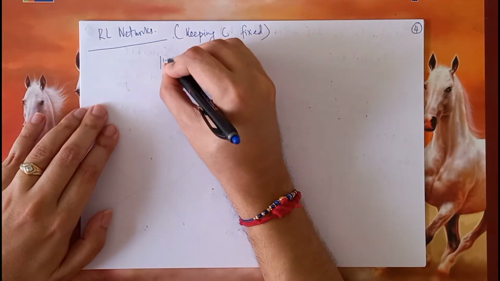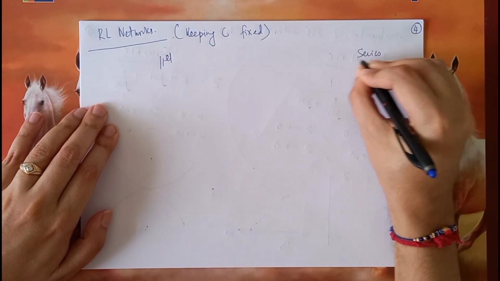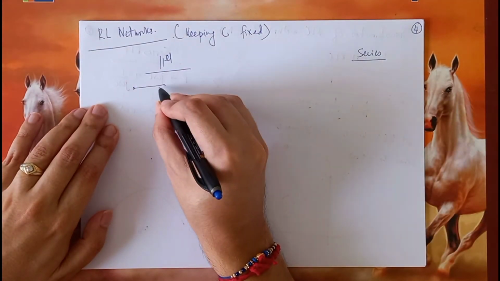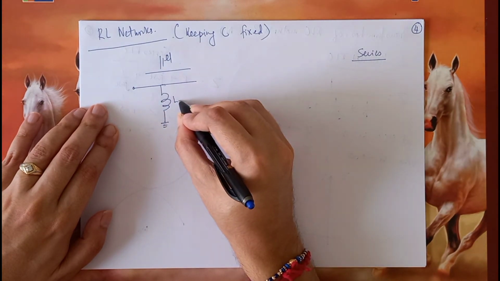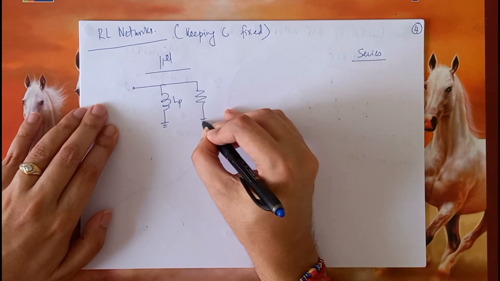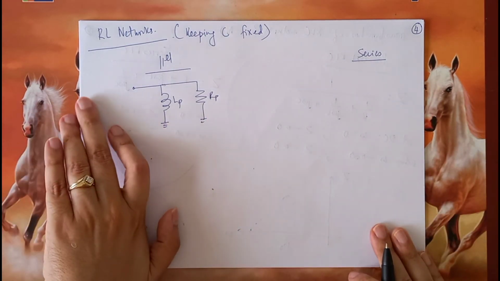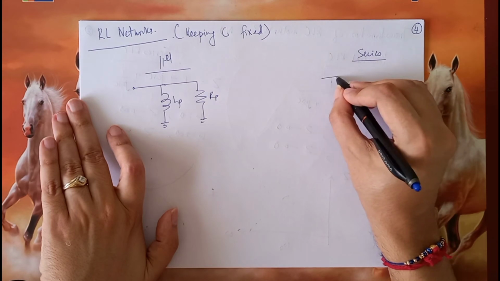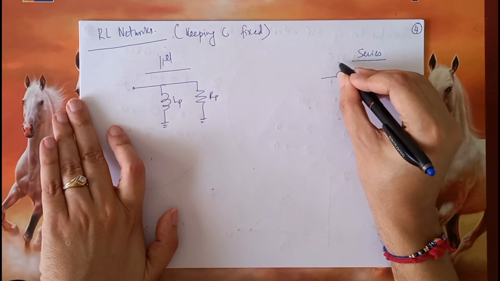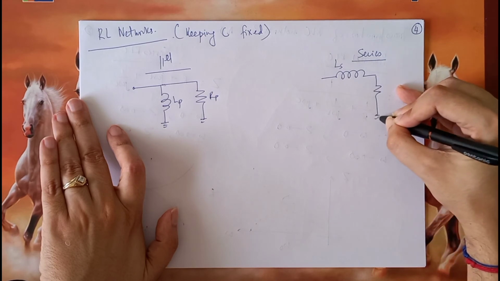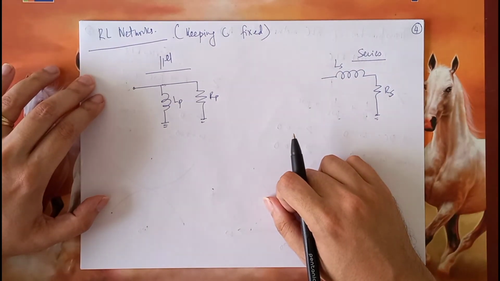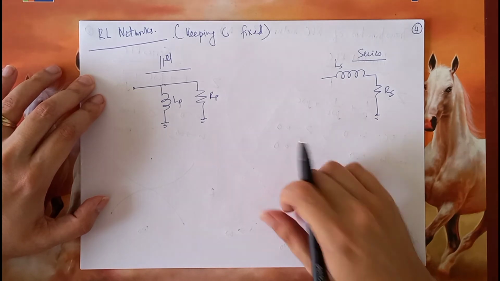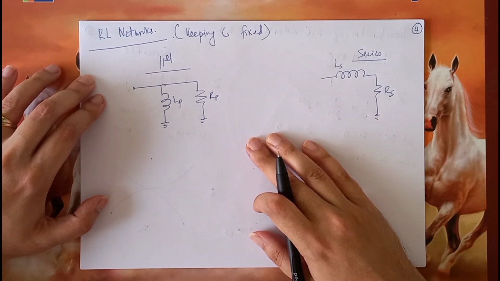Suppose we have a parallel network and we have a series network. So parallel RL network essentially looks like this. Let's call it LP for parallel, and RP as the resistor which is in the parallel network. And let us say that the series network looks like this: LS and RS. The question therefore is, can we correlate these two? As you know, the correlation can only happen at resonance.